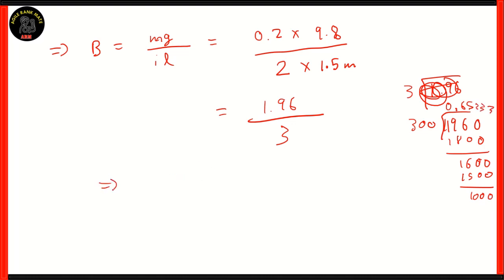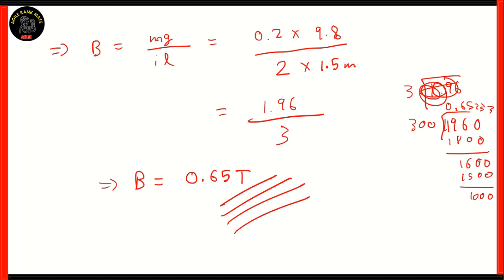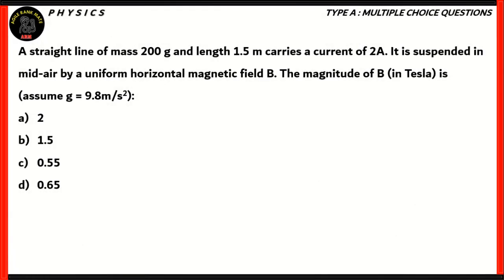So basically, the value of the magnitude of the magnetic field B is 0.65 Tesla. 0.65 Tesla is the final solution for this particular question. And guess what? From our options, it is clear that option D turns out to be the right option. 2 is incorrect because that's the current. 1.5 is the length of the straight line. 0.55 is also arithmetically not correct, because by doing all of the things that we did, we found out that 0.65 Teslas is the right answer.